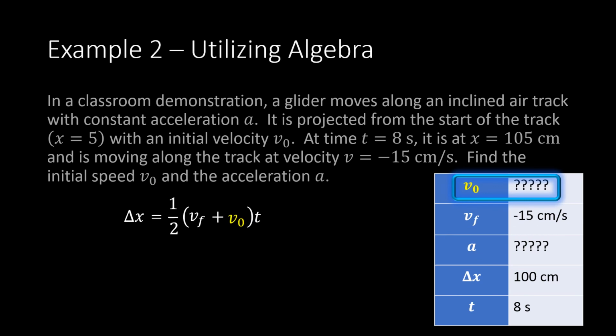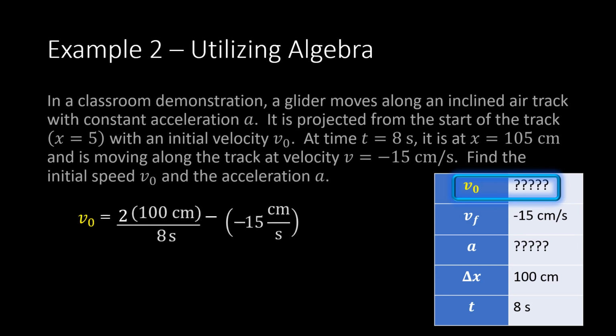First, let's clear out the 1/2 by multiplying by 2. Next, divide by time. Now we can clear out the parentheses and subtract the final velocity over. Let's move initial velocity over to the other side. Now we can plug in our numbers. 2 times 100 centimeters is 200 centimeters, and 2 negatives make a positive. 200 centimeters divided by 8 seconds gives 25 centimeters per second. Finally, 25 plus 15 gives an initial velocity of 40 centimeters per second.